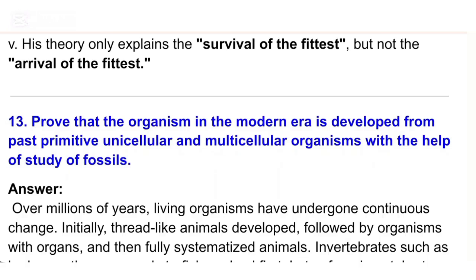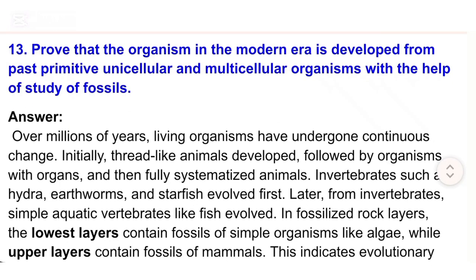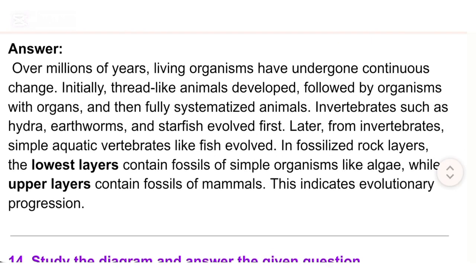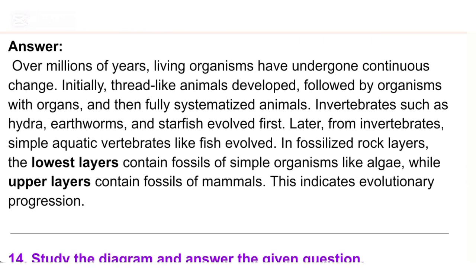13. Prove that the organisms in the modern era developed from past primitive unicellular and multicellular organisms with the help of the study of fossils. Answer. Over millions of years, living organisms have undergone continuous change. Initially, thread-like animals developed, followed by organisms with organs, and then fully systematized animals. Invertebrates such as hydra, earthworms, and starfish evolved first. Later, from invertebrates, simple aquatic vertebrates like fish evolved.